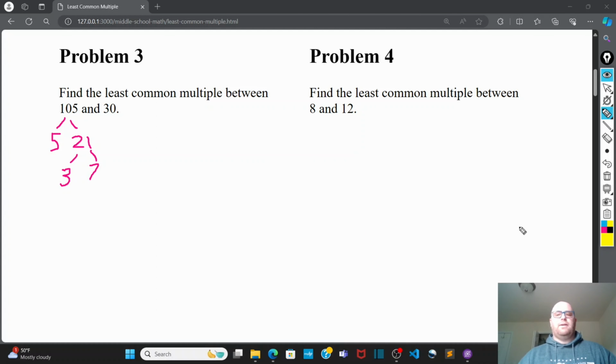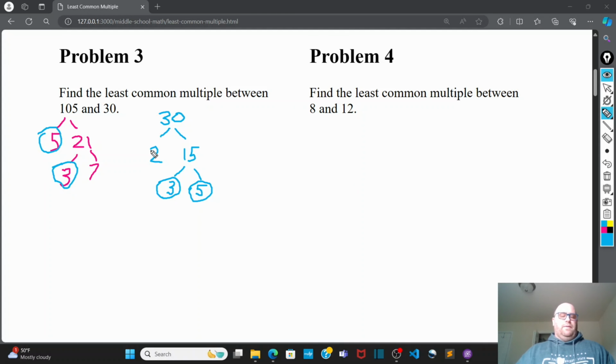Okay, now let's take a look at 30. So 30, we're going to break that apart into, I can do 2 times 15, and then 3 times 5. Okay, so the shared factors are 5 and 3, shared prime factors.